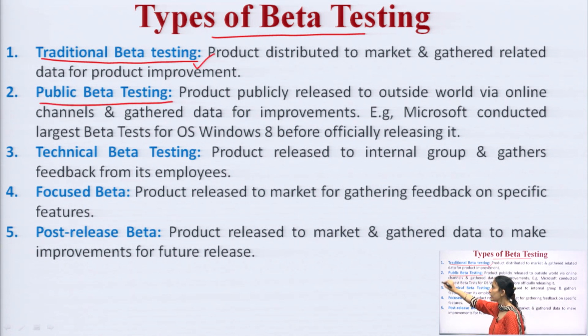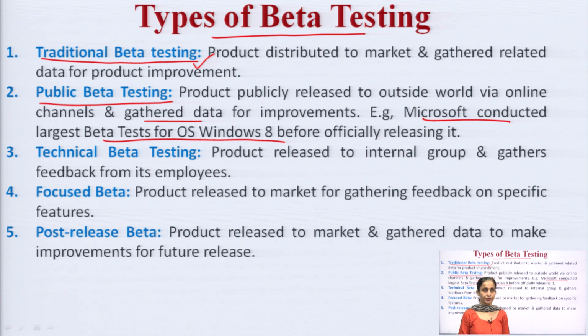Then second is our public beta testing. Here the product is publicly released to the outside world through online channels and so on, and the data is gathered. This gathered data is used for further improvements. For example, Microsoft conducted the largest beta test for the Windows 8 operating system before officially releasing it. So, we can release versions of the product so that we can gather feedback for further improvements and then we can release the product officially.